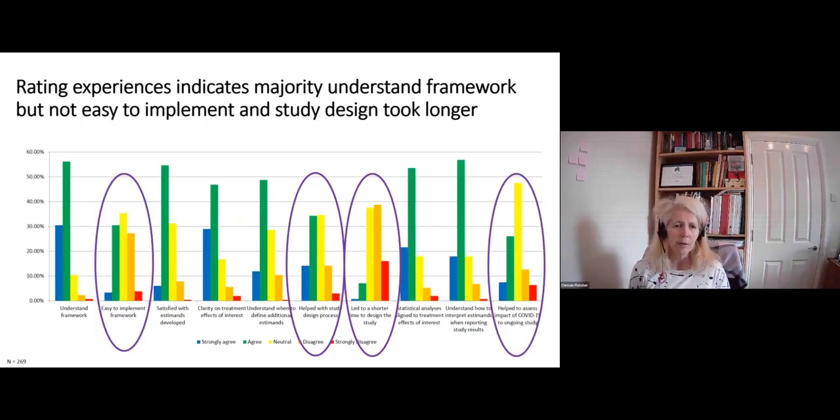This is a busy slide, but let me walk you through. The green is the agree and the blue is strongly agree. So we asked about rating experiences. From the left-hand side, do you understand the framework? Is it easy to implement? Are you satisfied with the estimands that were developed? Did it give you clarity on what you were estimating? Do you know when to define additional estimands? Did it help with your study design process? Did it enable you to design the study in a shorter time?